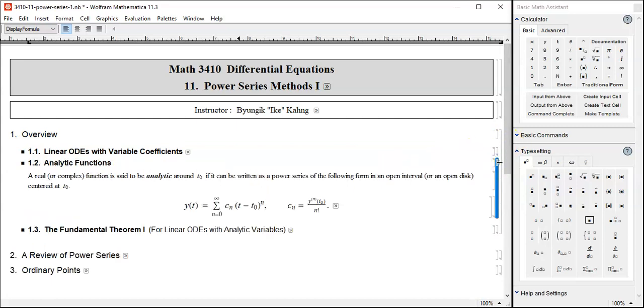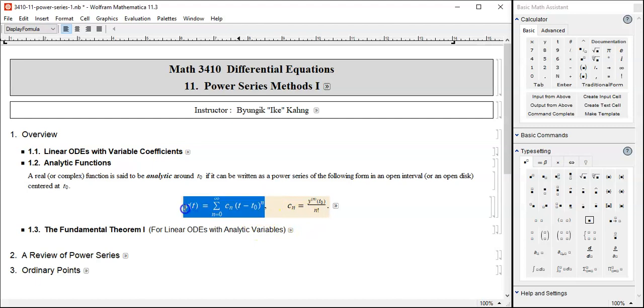Analytic. What do you mean by that, by the way? In case you don't remember, here's a reminder from Calculus 2. A real function is said to be analytic around t0 if it can be written as a power series centered at t0 like this. The power series should be valid in a certain open interval centered at t0, which we call the interval of convergence. Now please remind yourself that the coefficient sequence Cn can be written in terms of the nth derivative of y evaluated at t0 over n factorial.